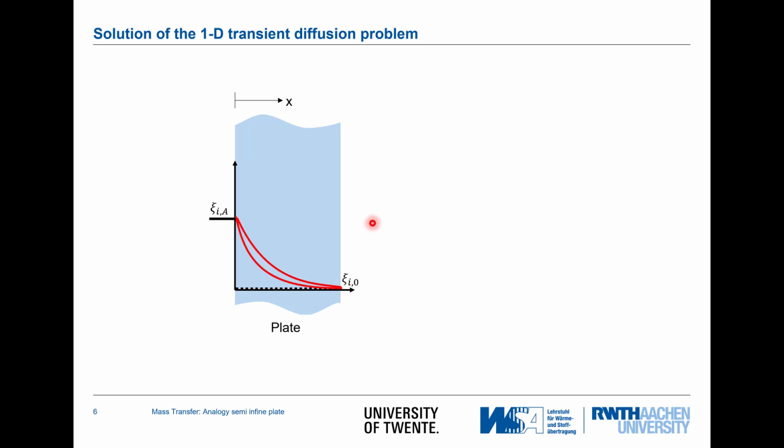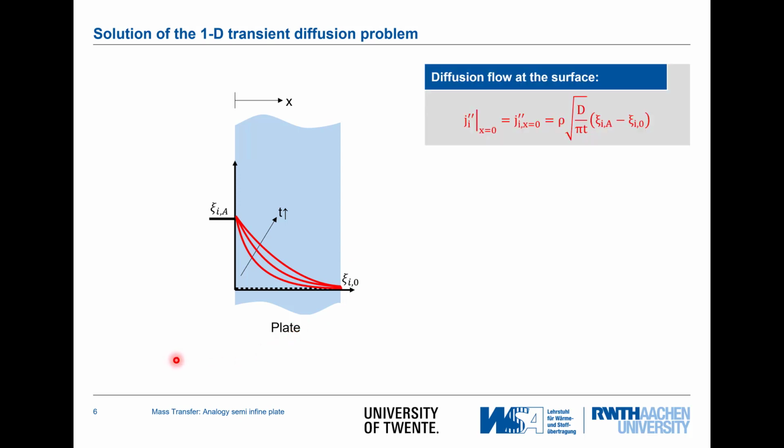How does this solution look like? We get similar profiles as for the temperature before, now for the mass fraction. And we are, of course, interested here in what kind of diffusive flux or diffusive mass flow is entering that plate. So that's j_i double prime at x equals 0, and it can be equated as shown here. And this is the driving potential.